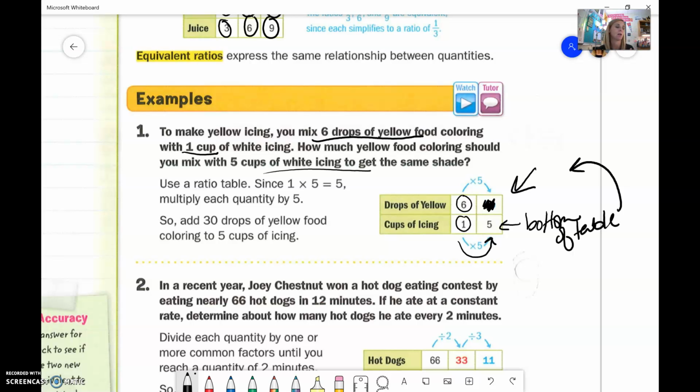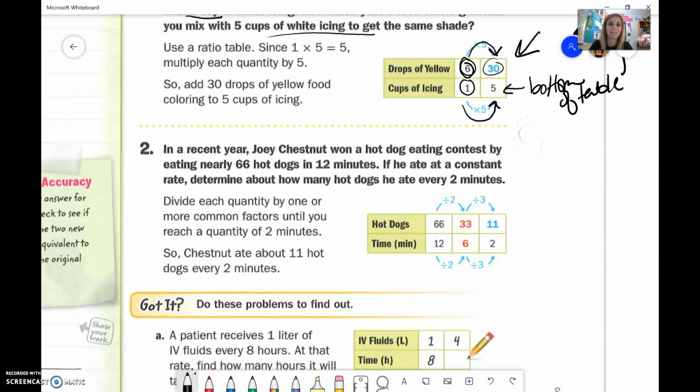You're going to hear me say that over and over and over again, not just in this lesson, in this chapter, but you're going to hear me say it when we get to fractions. So if we multiplied by 5 on the bottom, that must mean that we have to multiply by 5 on the top. So we're going to multiply this top number by 5, which is going to give us an answer of 30. Therefore we would use 30 drops of yellow if we have 5 cups of icing.